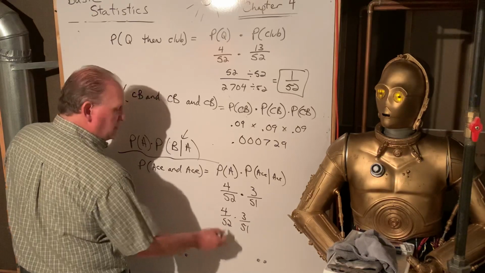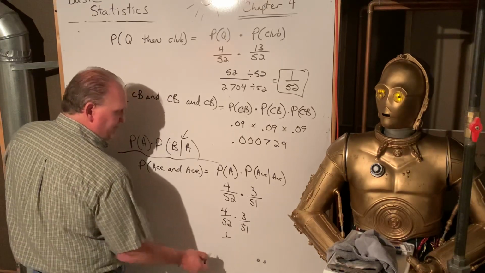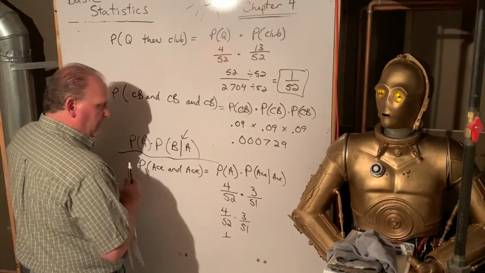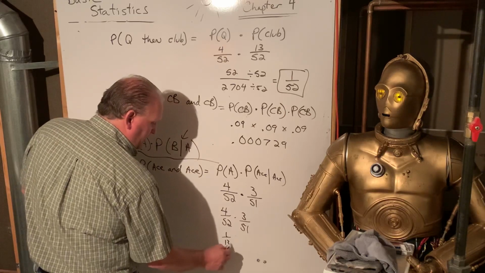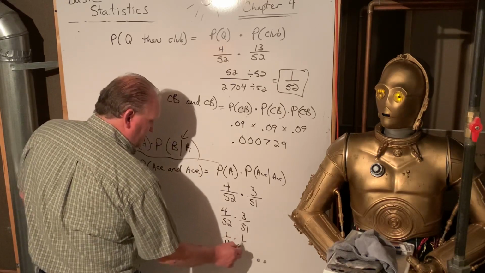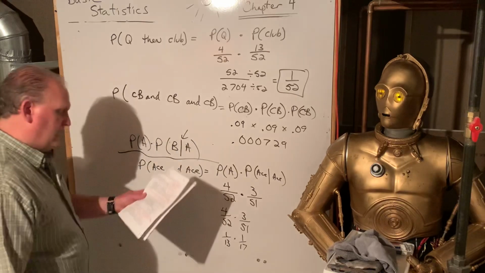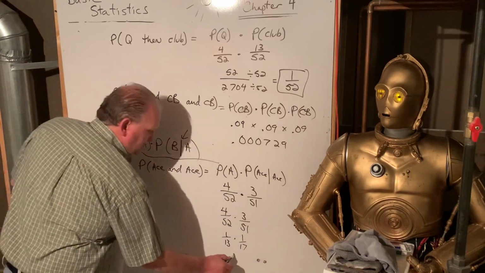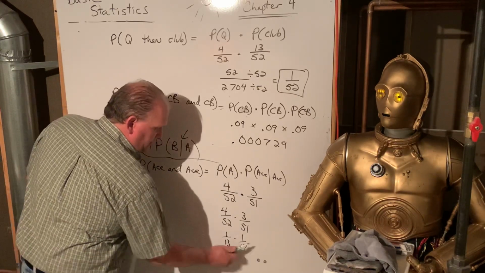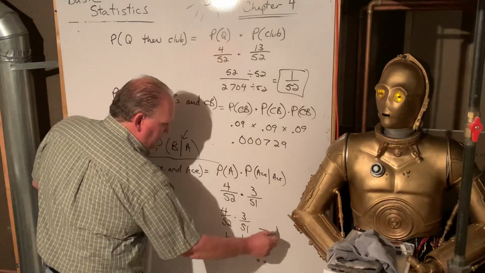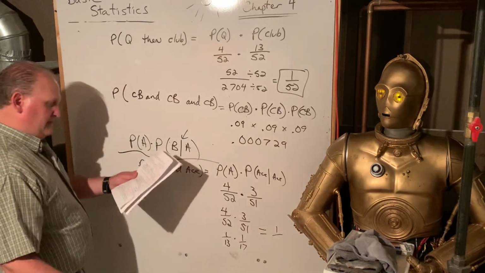Or we could just reduce first. Look, this is 1 13th times 1 17th is 1 times 1 is 1, and 13 times 17, oops, you're not going to be able to see that. 13 times 17 is 221.